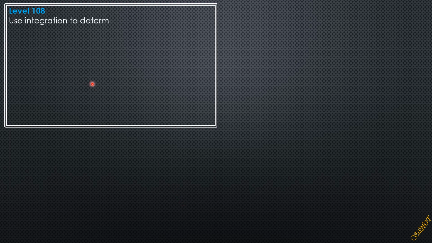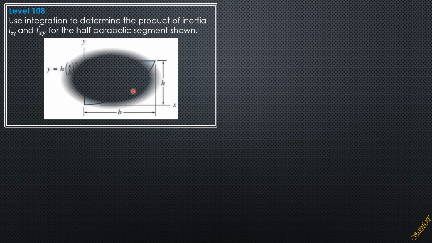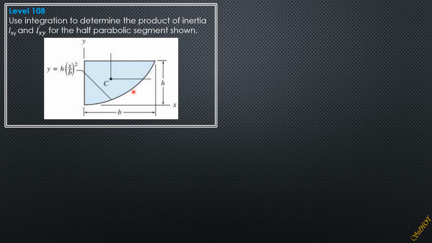Problem 108: use integration to determine the product of inertia Ixy and I bar xy for the half parabolic segment shown. So here is the given figure. For our solution, let's consider a horizontal strip. The length of the strip is x. The distance of the strip from the x-axis is y, and the thickness is dy as shown.